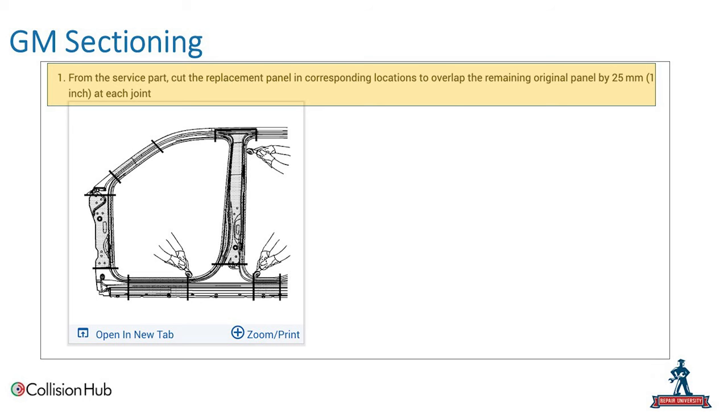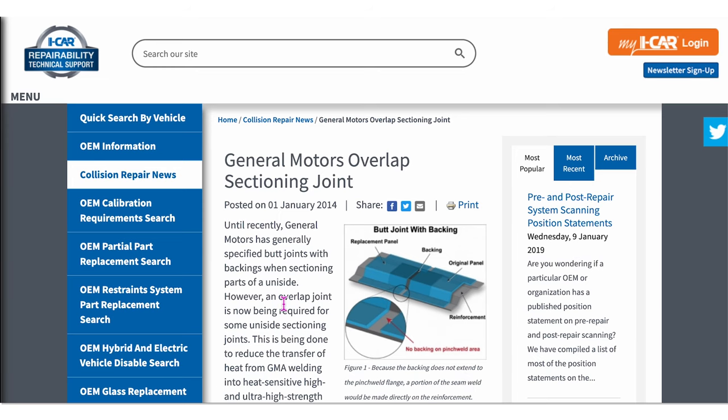Right. So what do they recommend as far as the sectioning procedures themselves? From the service part, cut the replacement panel in corresponding locations, overlap the remaining original panel by 25 millimeters at each joint. Now this I know has been an area of discussion for quite some time as well. They used to have a butt joint with backing, plug welds on either side, nice weld on the side. They have since changed that. I grabbed an iCar Advantage article for this, so thank you iCar. That's a good picture they have. This is what they're recommending.